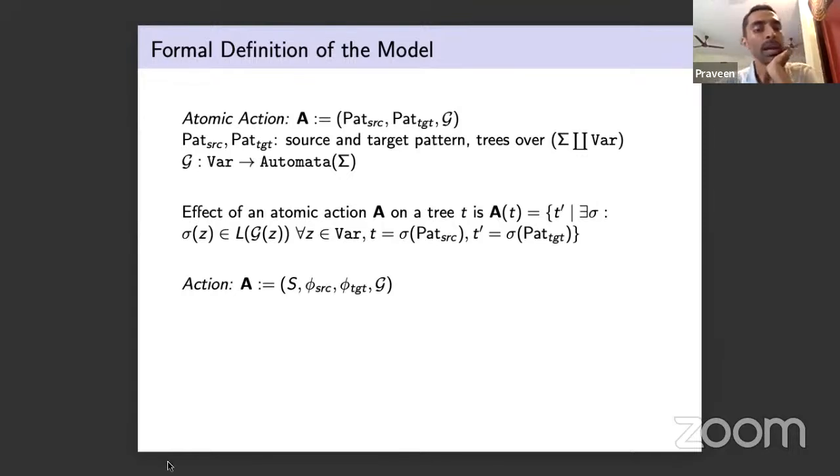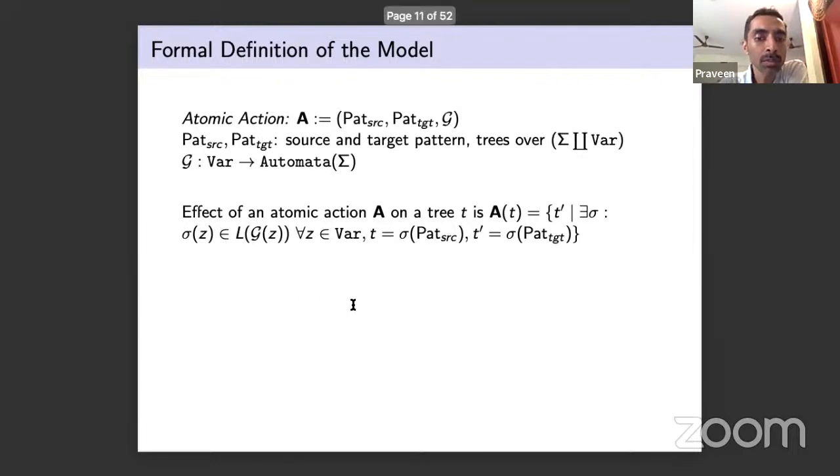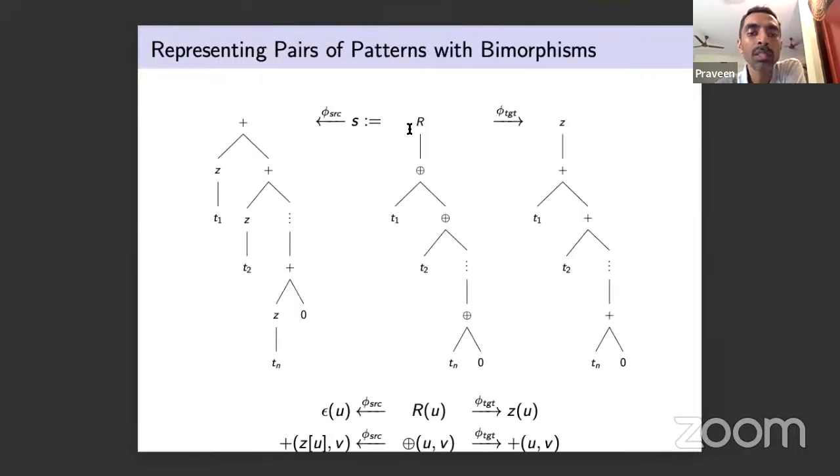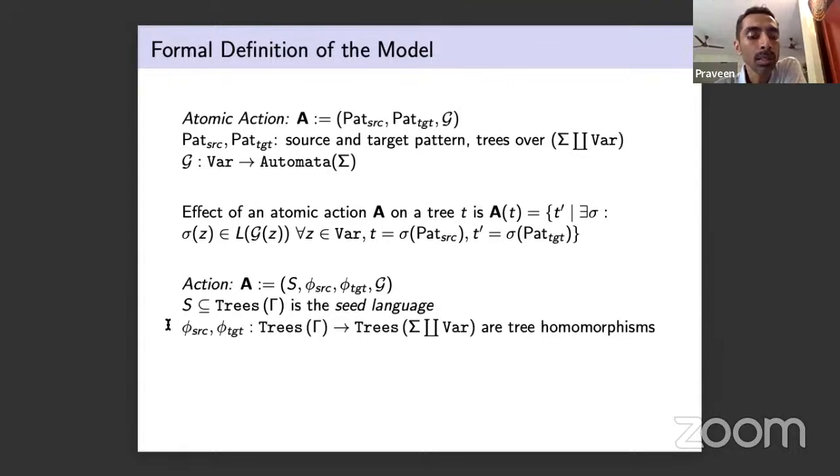Now we call an action this 4-tuple S, phi source, phi target, G. Now what are these? S itself is a regular tree language which we call the seed language. So this is the language from where the seed patterns, the seed trees come from. The central tree here, with the R and O plus. So the seed tree here comes from the seed language S. Then these phi source and phi target are tree homomorphisms, like said before, and G is the guard language, guard function, like I had mentioned before.